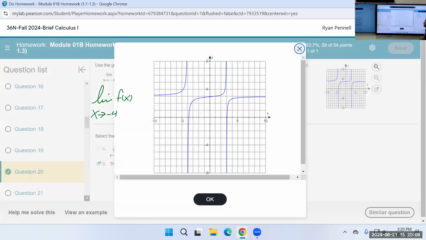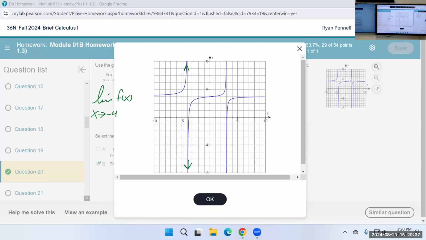As x approaches -4, from the left, it looks like it's growing to infinity. So from the left, it looks like it's just going to positive infinity. From the right, it looks like it's going to negative infinity. So that's two different things, for sure. So the limit doesn't exist because those don't agree.